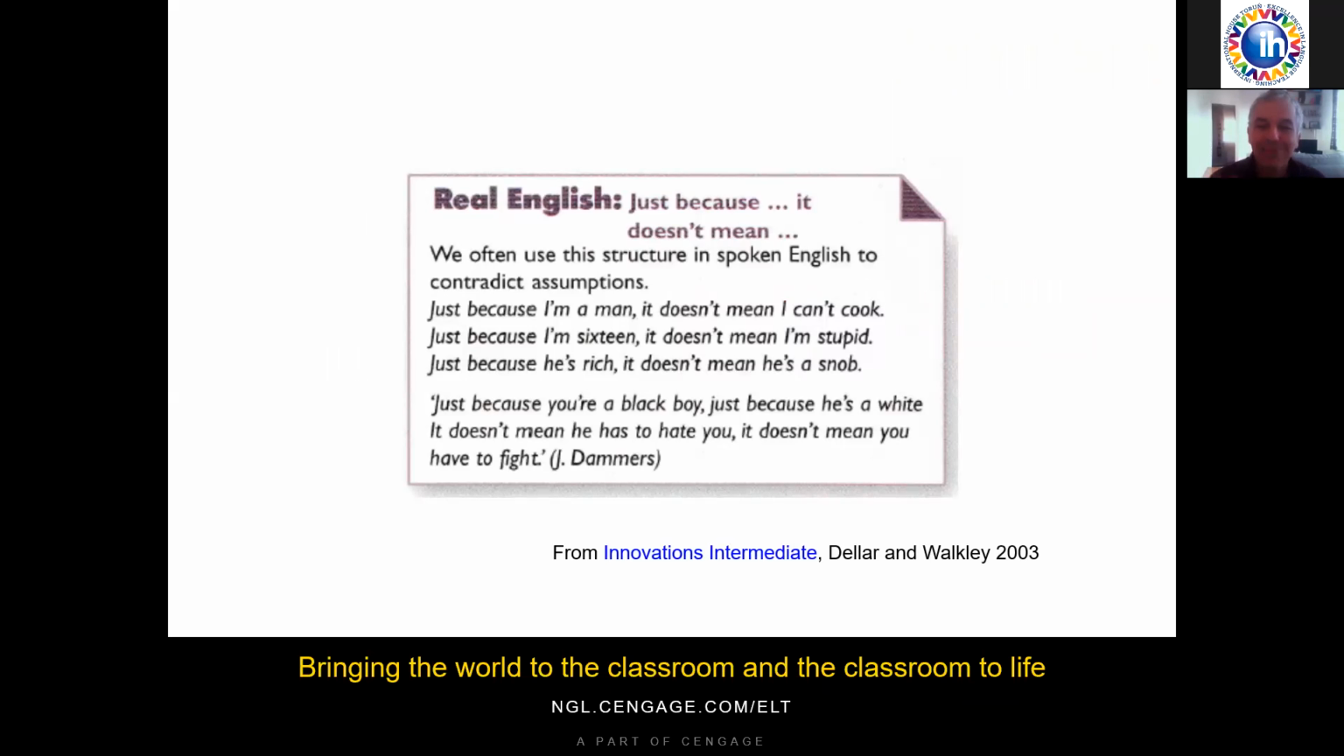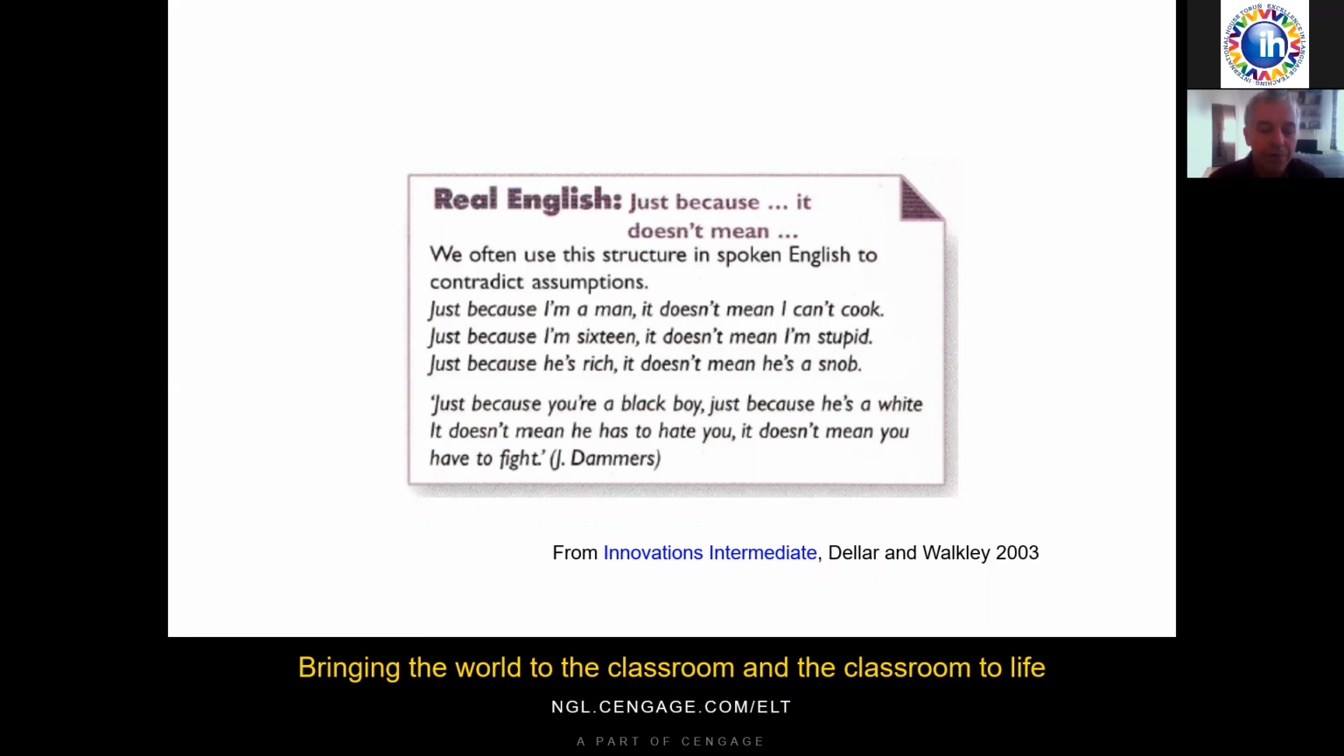And we identified this pattern, "just because... doesn't mean...". So if you want students to be able to challenge stereotypes, or to highlight prejudices, learning this kind of phrase will help them to do that. And in fact, it makes a little task in itself.